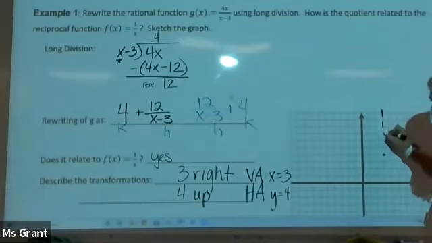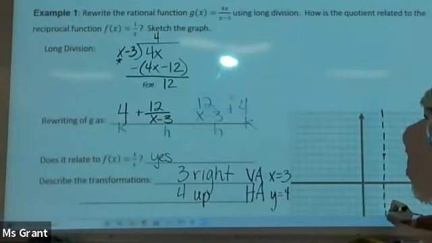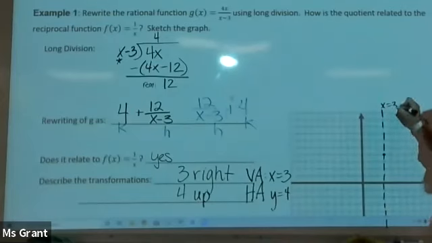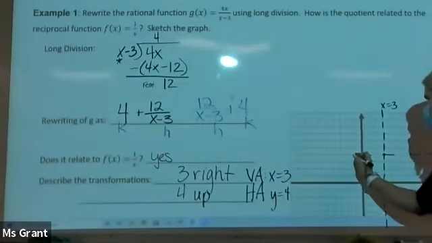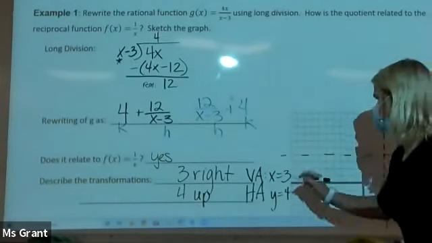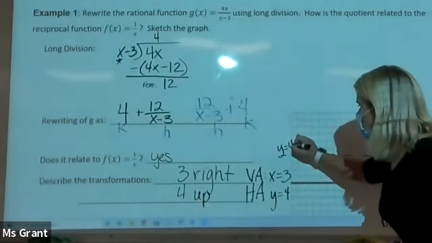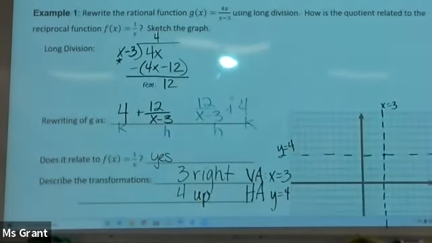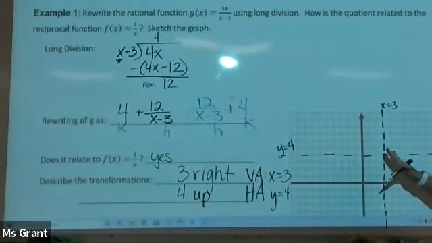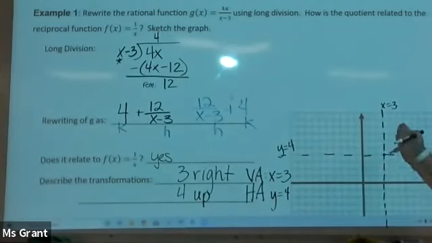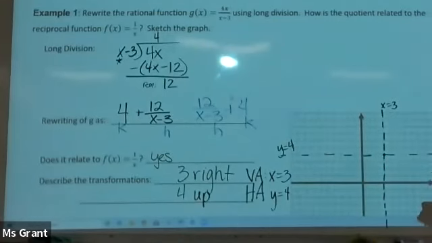So I can go ahead and draw. This is x equals 3, vertical asymptote, x equals 3. Here's my horizontal asymptote, y equals 4. My graph, my function, is going to be in between these.